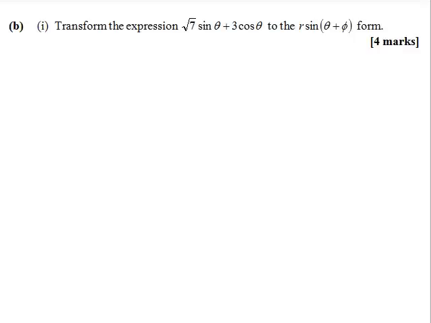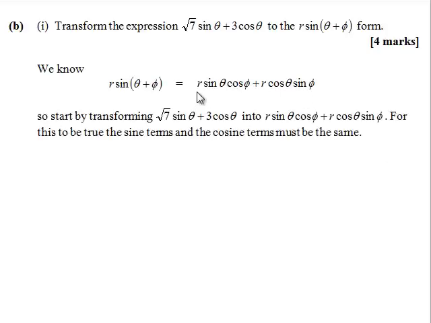Part B, transform the expression into the form of r sine theta plus phi. Let's just remind ourselves about the double angle identity. R sine theta plus phi can be rewritten as r sine theta cos phi plus r cos theta sine phi. The coefficient of sine theta in this expression is r cos phi, and in this expression it's root 7, and the coefficient of the cos theta term is r sine phi, and in this expression it's 3.